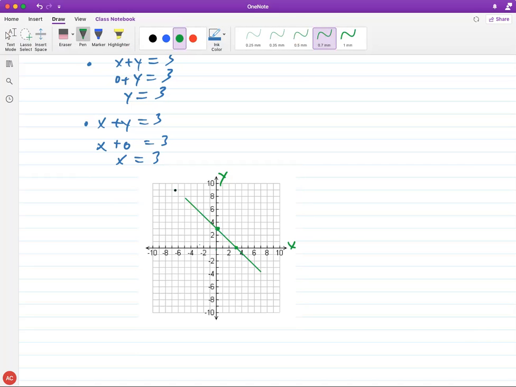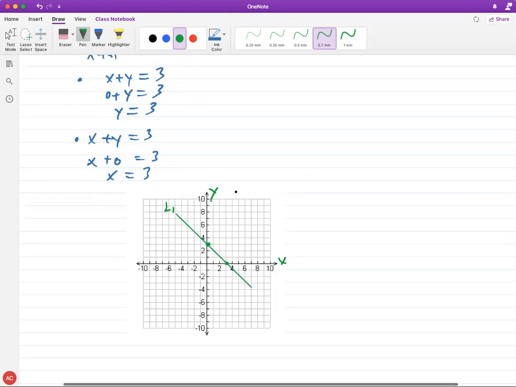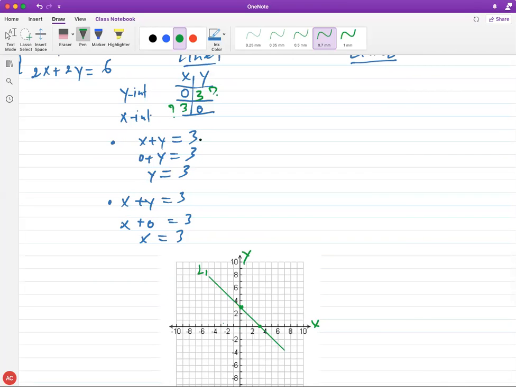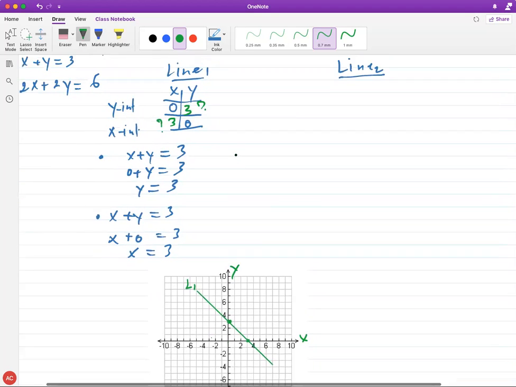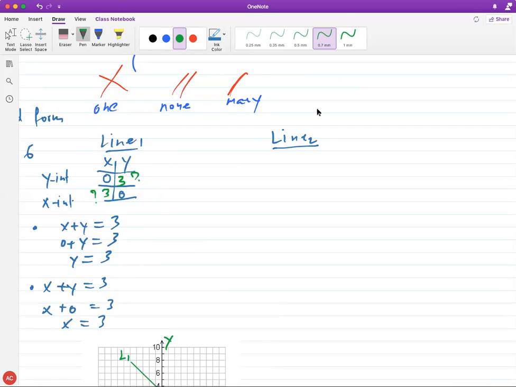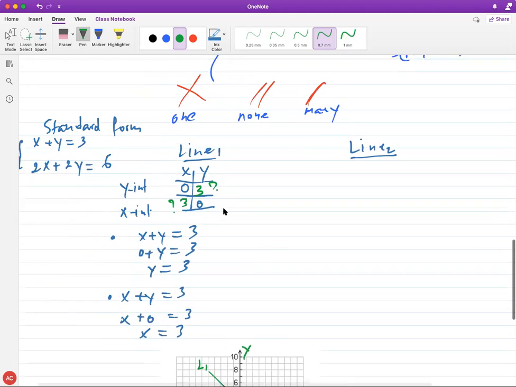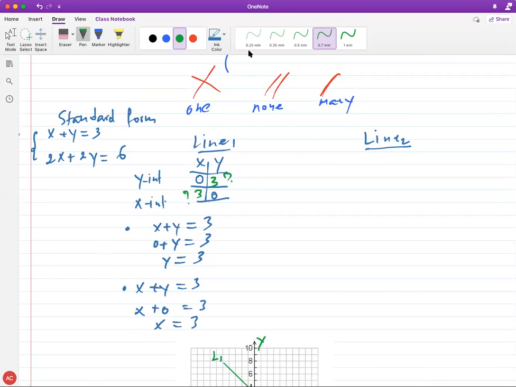Okay, so that's line 1. And now we're going to repeat this again. Pay attention to this second way. We're going to do it just like we did. Once we complete this line, we'll put it somewhere on this line, and we're going to see how many solutions. So the exact same process. We're going to need a table.